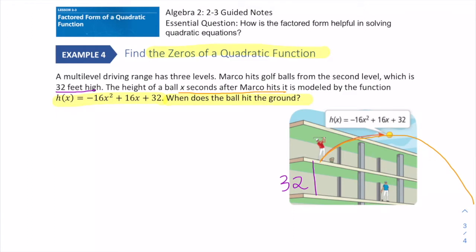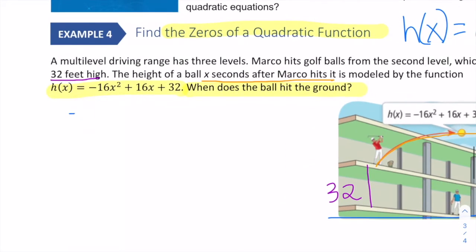Now, we have to remember that when something hits the ground, it's going to have a height of 0, right? And that is why we call it a 0 or x-intercept. So we're looking at when this function equals 0. So just like when we're solving, we set this equation equal to 0. So we get negative 16x squared plus 16x plus 32 equals 0.